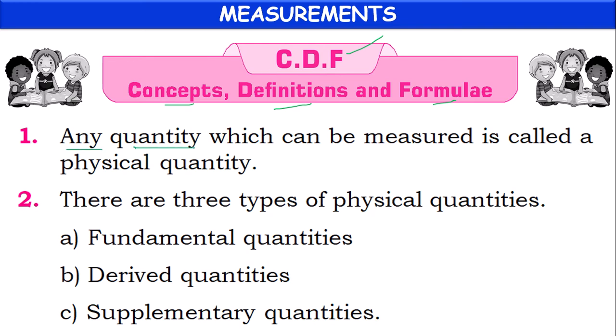Any quantity which can be measured is called a physical quantity. There are three types of physical quantities. One is fundamental, second one is derived, third one is supplementary.